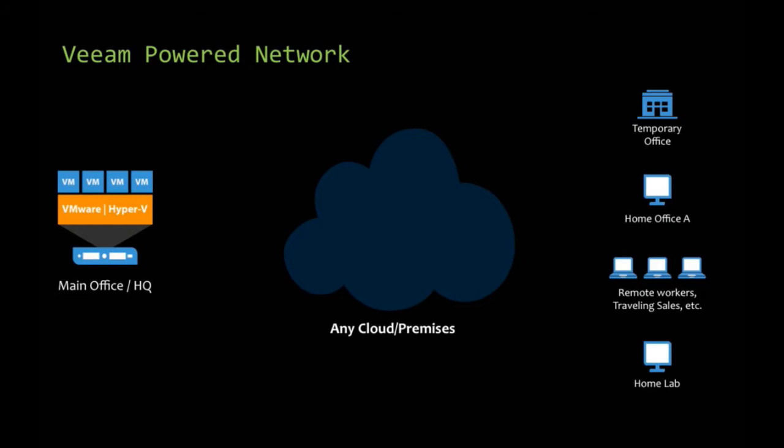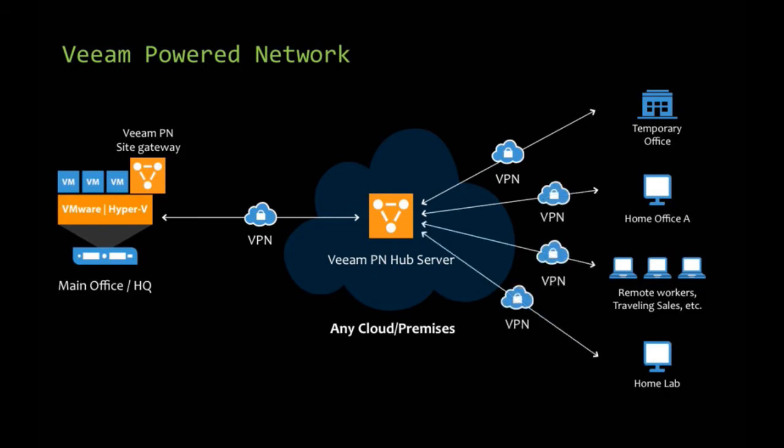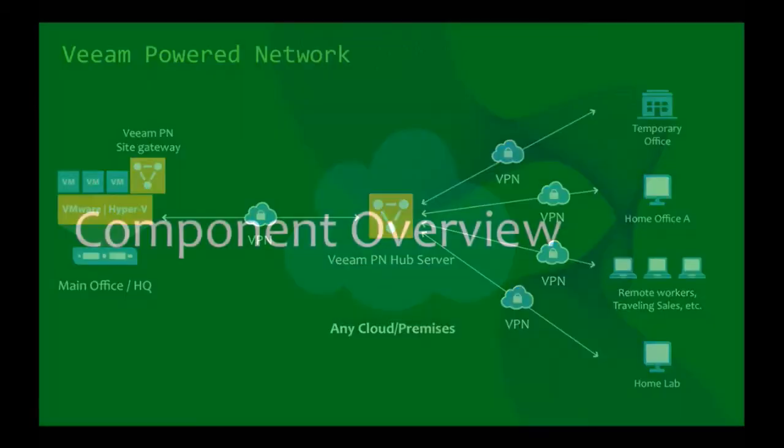Have a look at the screen here. I just want to go through a little bit of the overarching logical architecture. You've got a Veeam-powered network hub server or appliance, and that can sit in any cloud or any on-premises location that has internet access. You then have a Veeam PN site gateway, which sits on-premises, at a main office or HQ. Then we make a network connection, site-to-site or point-to-site, from the hub to the sites, which then extends those networks out to those clients. Very simple, very hub and spoke-like in its architecture, but it works beautifully for those scenarios that I've put up on the screen.